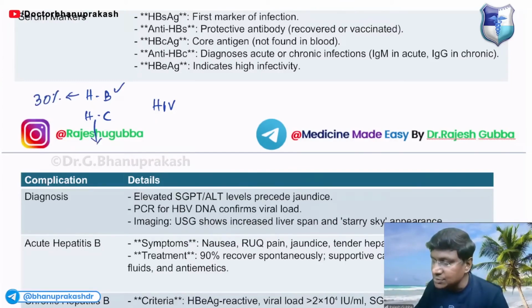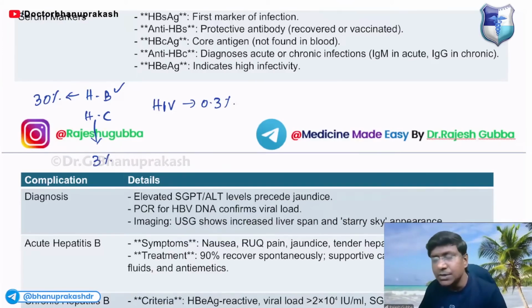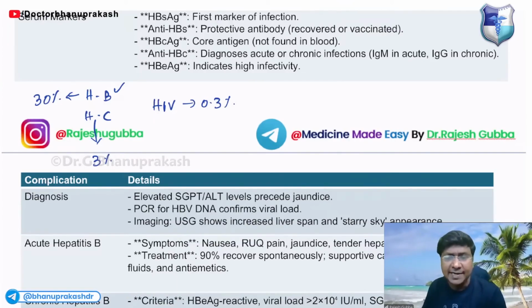Hepatitis B is the highest. Hepatitis C, the chance of transmission is 3%. HIV, the chance of transmission is 0.3% by the needle prick. So please remember the percentages also. Done. Now, after having discussed the antigens, we will also discuss the antibodies.